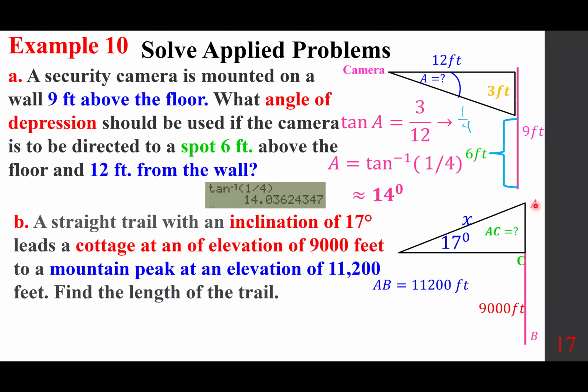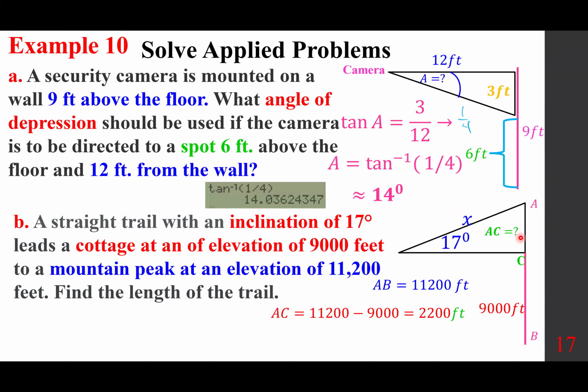So if AB is 11,200, then what is AC? It's the difference between the two, which is 2,200 feet. Now the length of the trail is X. So we are looking to find X.